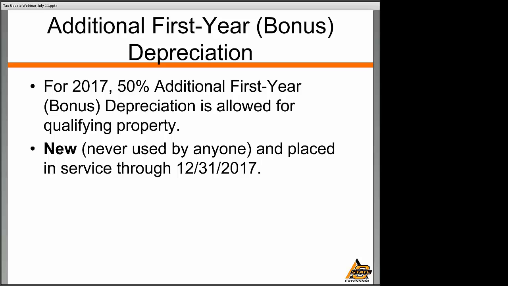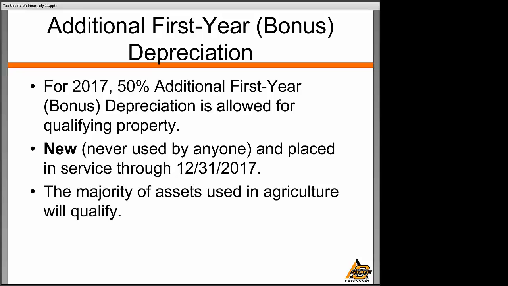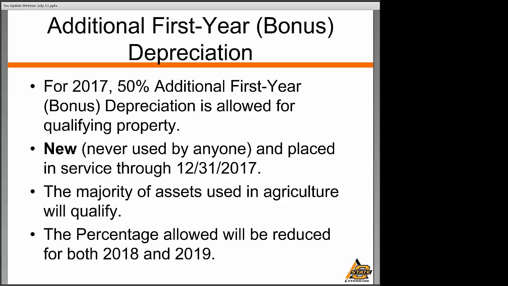It has to be new, never used by anyone else, and placed in service before January 1 of 2018. It applies to the majority of assets used in agriculture. I've not been able to find any that it does not apply to. The percentage allowed will be reduced for 2018 and 2019 unless Congress enacts something different.